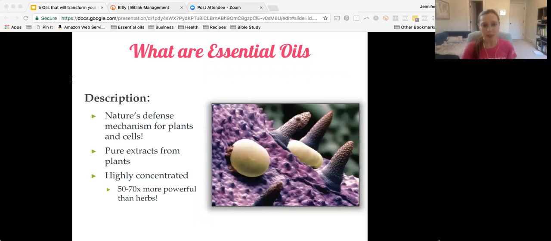So essential oils are natural plant extracts. They're the natural aromatic compounds that are extracted and distilled from the plants for health purposes. Depending on the oil and where it's coming from, it could be extracted from the flower, the seed, the root, the bark, the stem. It just depends on which oil, which plant.